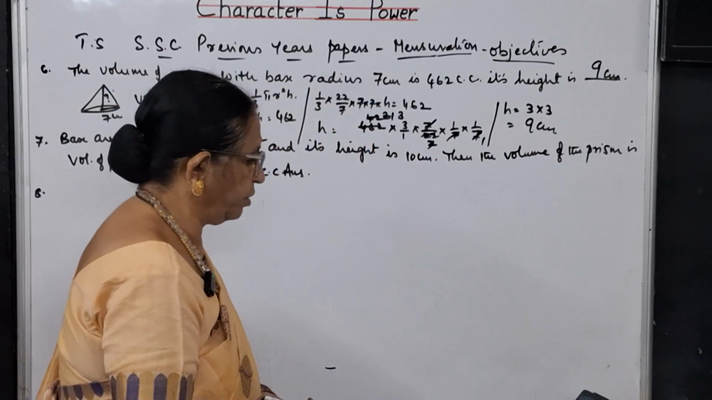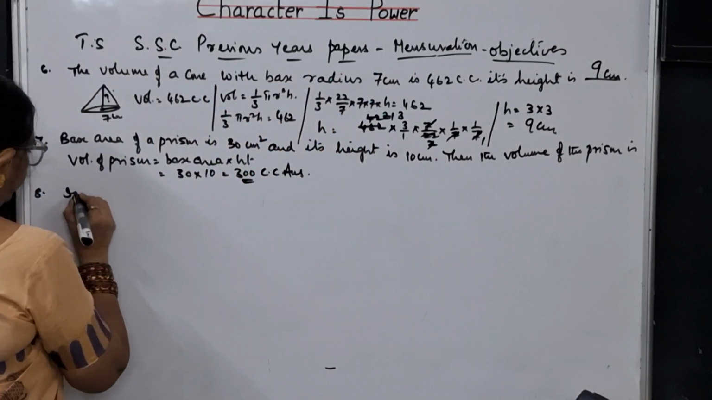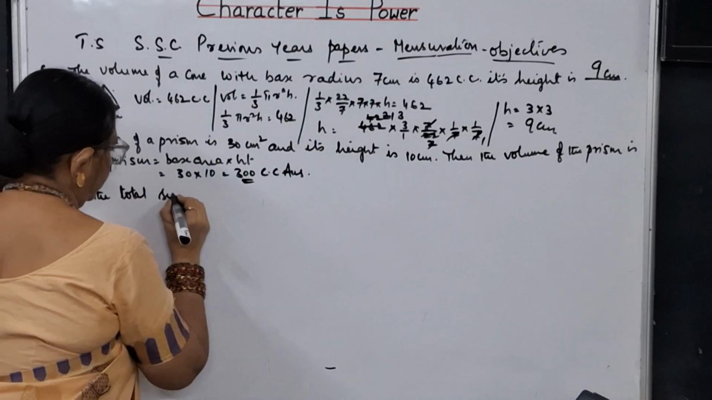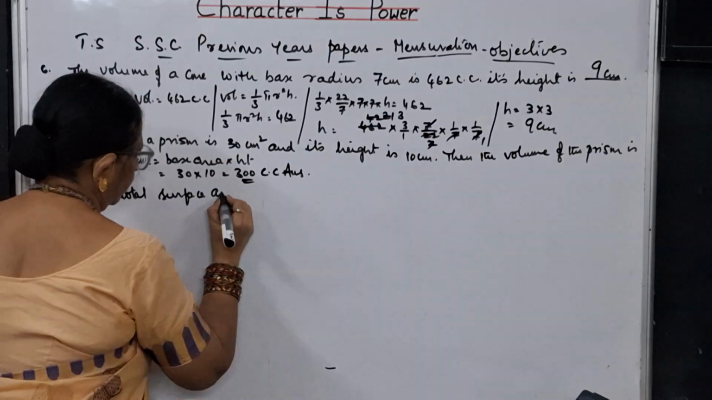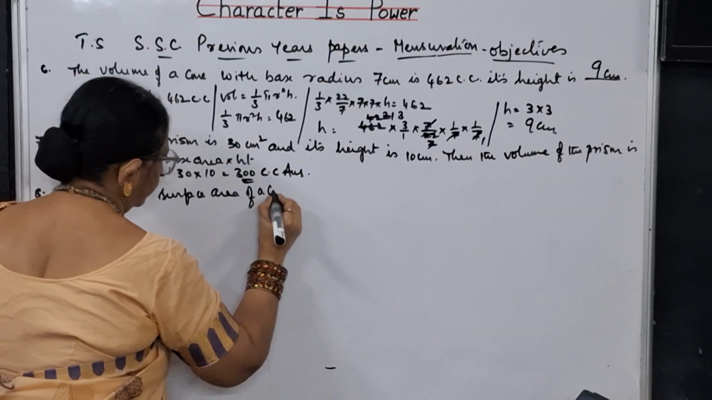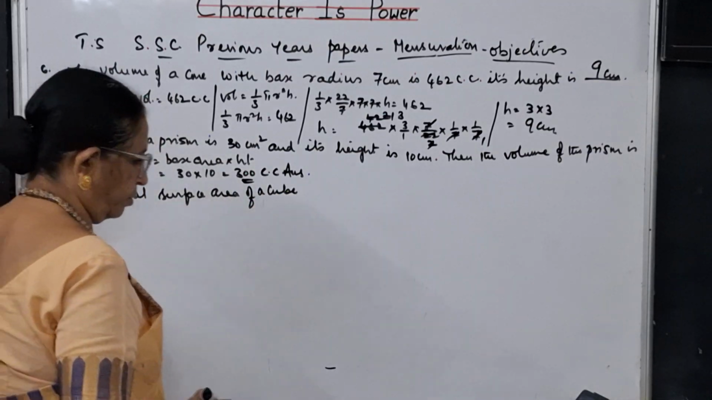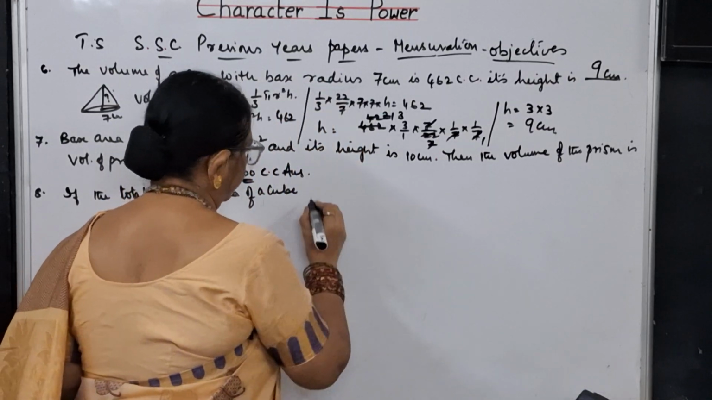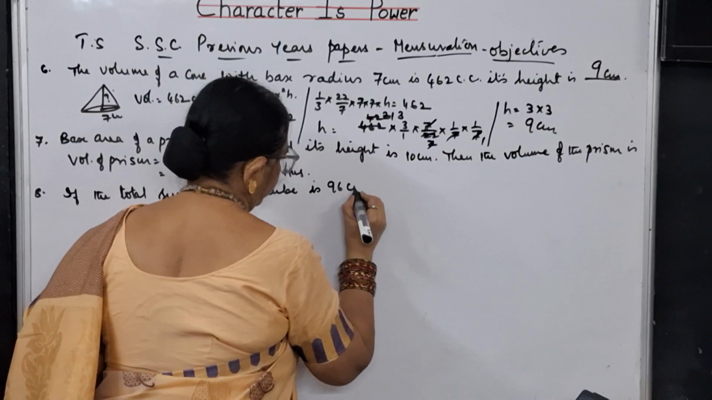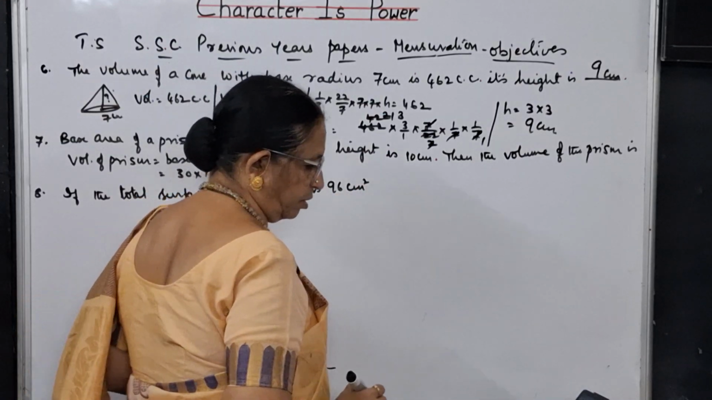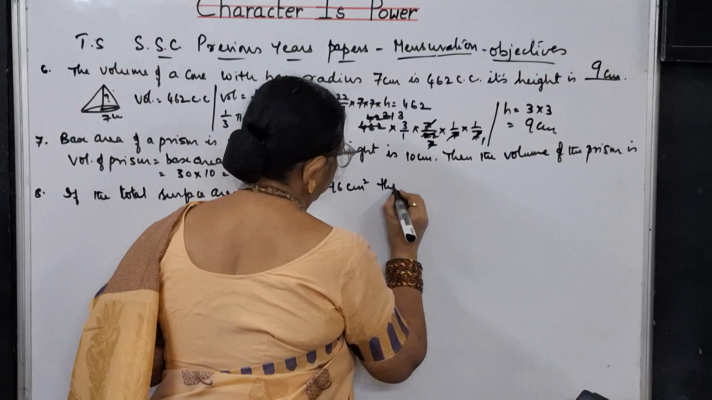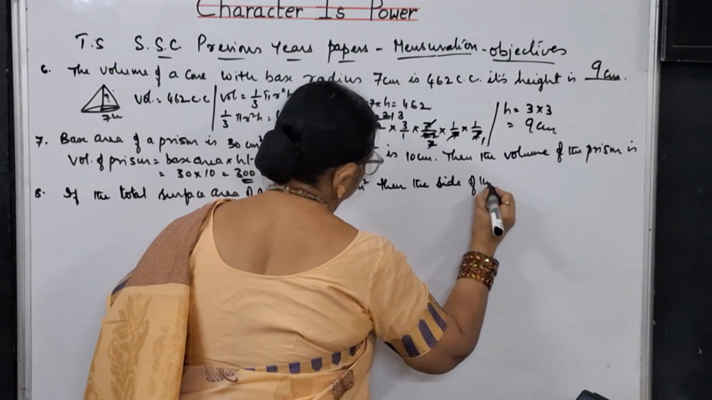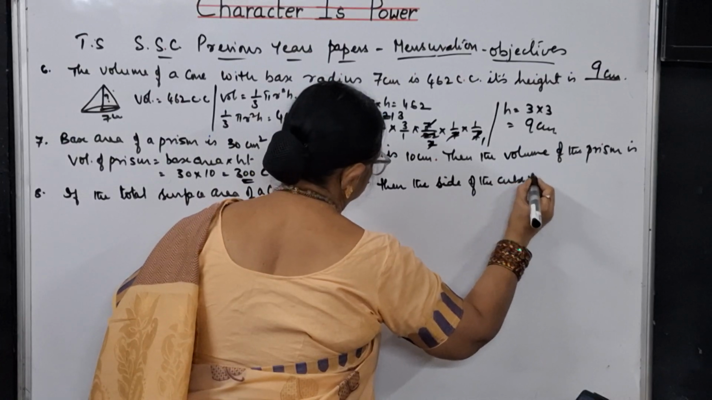If the total surface area of a cube is 96 square centimeters, then the side of the cube is dash.